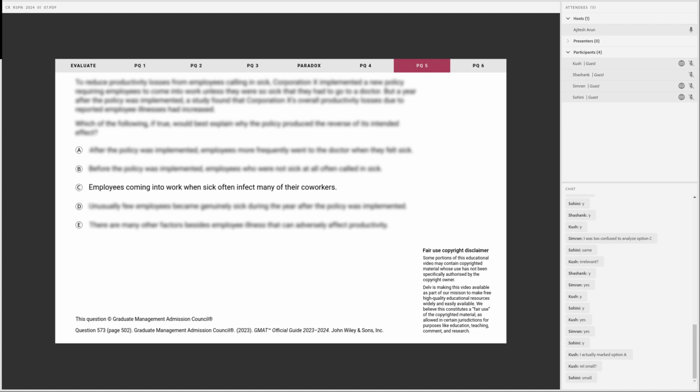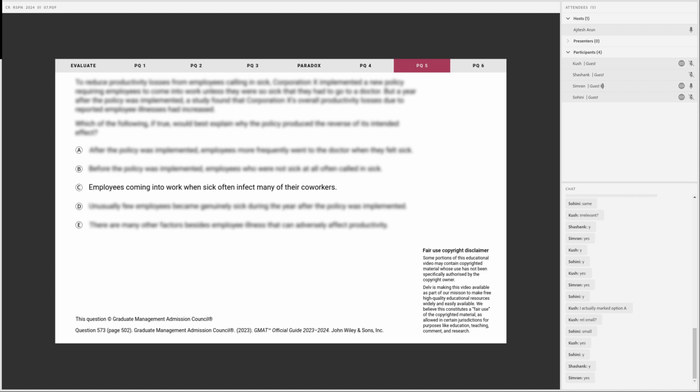Quick check, is everyone comfortable with C and taking option A out? Let me have a yes if you're comfortable with both of those. I've got a couple of yeses. Shashank is confirmed. Simran, is this one okay? Perfect. Now, guys, quick check. Should we move on to the final question? It's a high difficulty question. If you have any doubts in the other options, please feel free to unmute and ask.